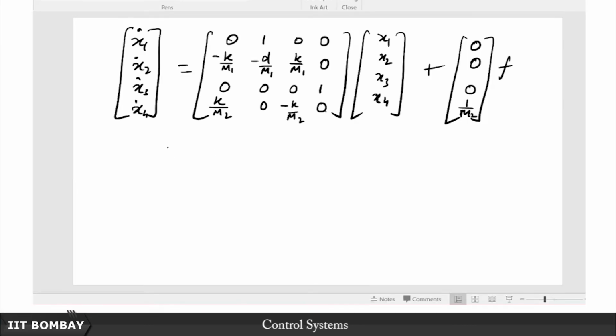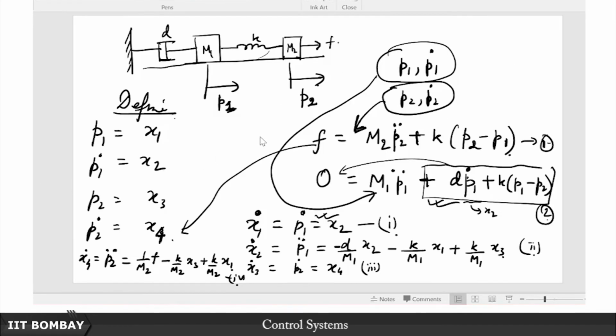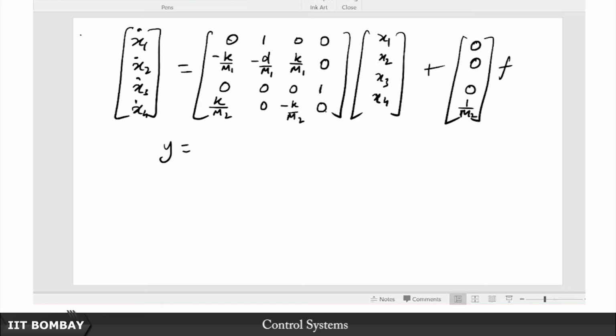What is my y going to look like? I can choose whichever y I am interested in. Suppose I am interested in p1, in that case my y will look like 1, 0, 0, 0.